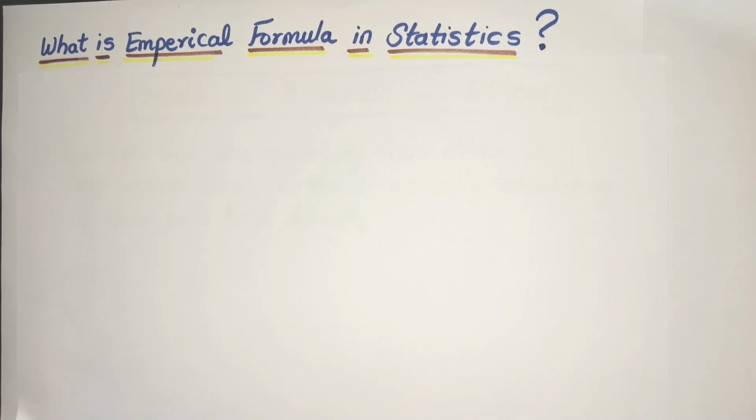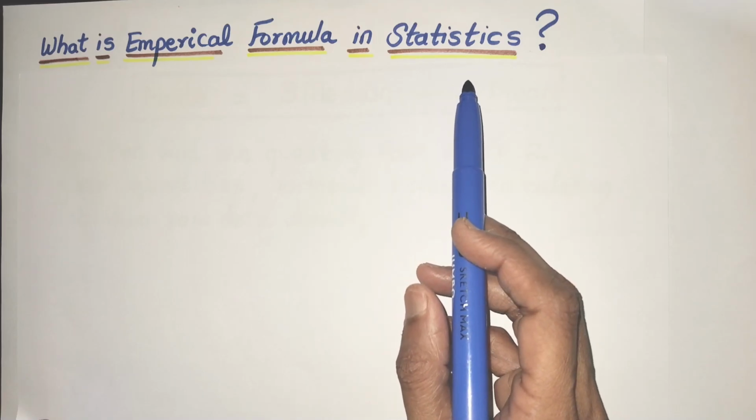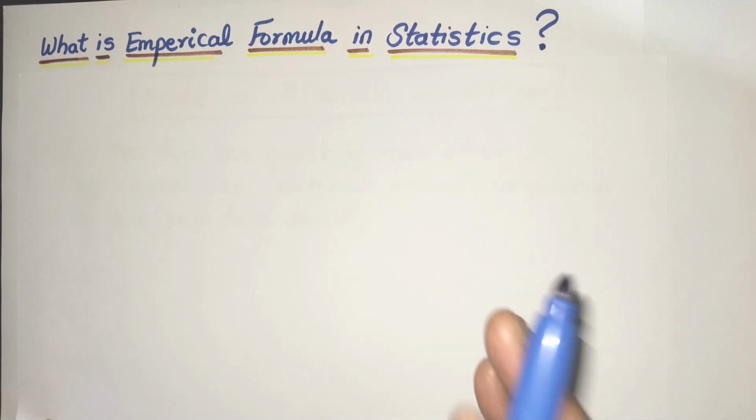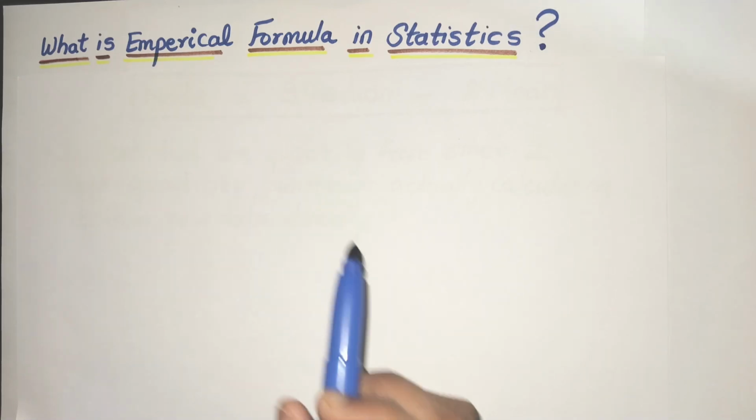So friends, today let us understand what is the empirical formula in statistics and how it is useful. Now friends, what are the three common measures of central tendency we have learned? Yes, they are mean, median and mode. Now there is a formula that connects all three of them. That is known as the empirical formula.